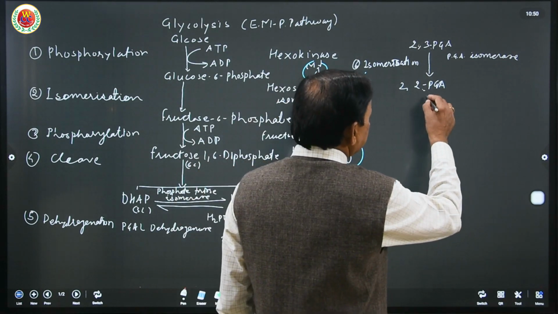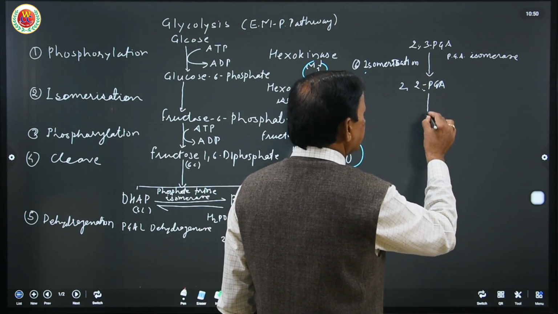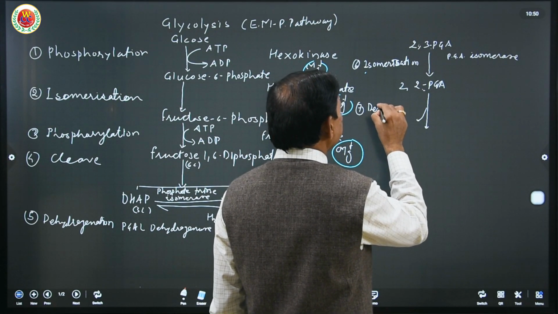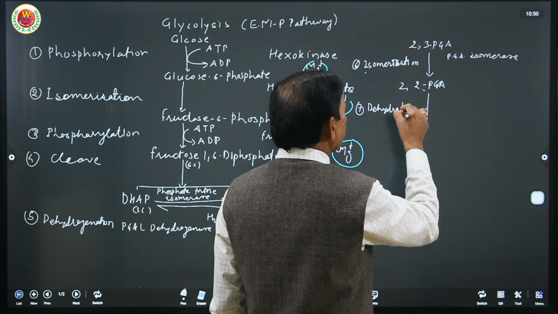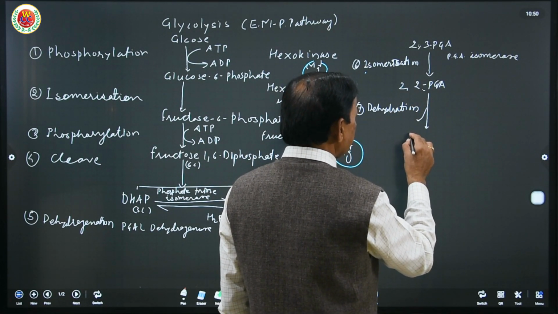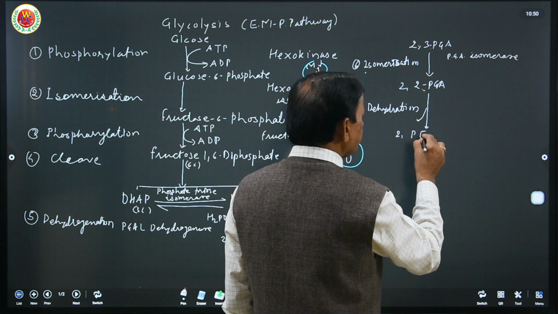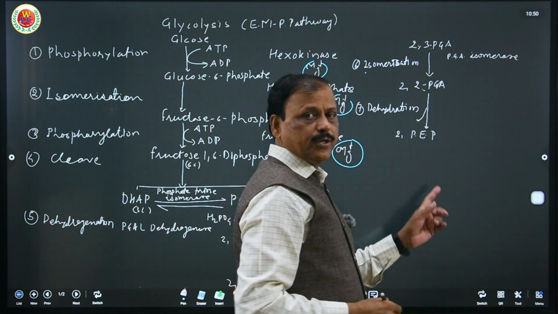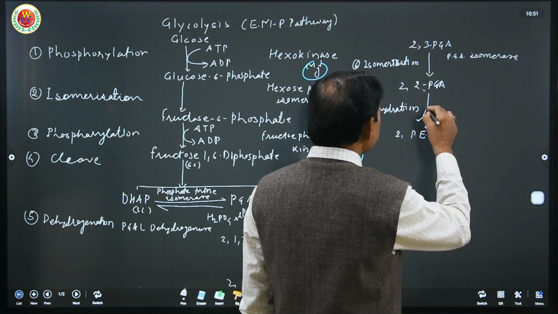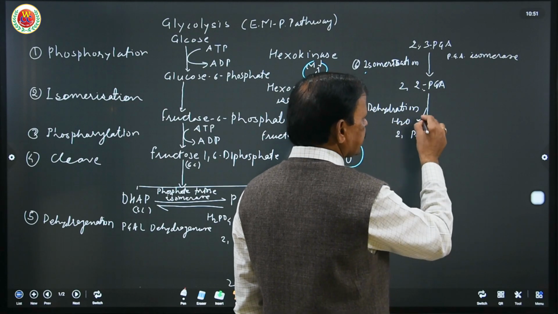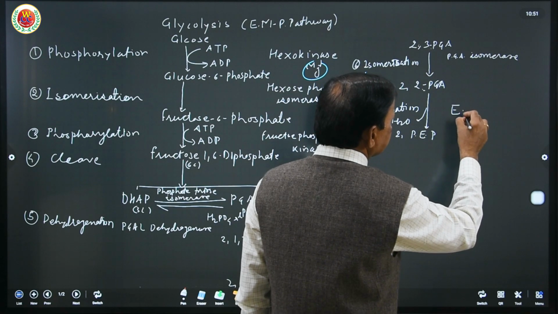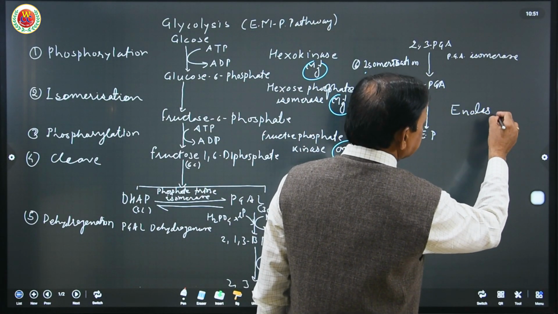Here again 2-PGA undergoes dehydration. The next step, step 7, is dehydration, that is loss of water from 2 molecules of phosphoglyceric acid into 2 molecules of phosphoenol pyruvate. Because of the release of water, the process is dehydration. It occurs in the presence of the enzyme enolase.